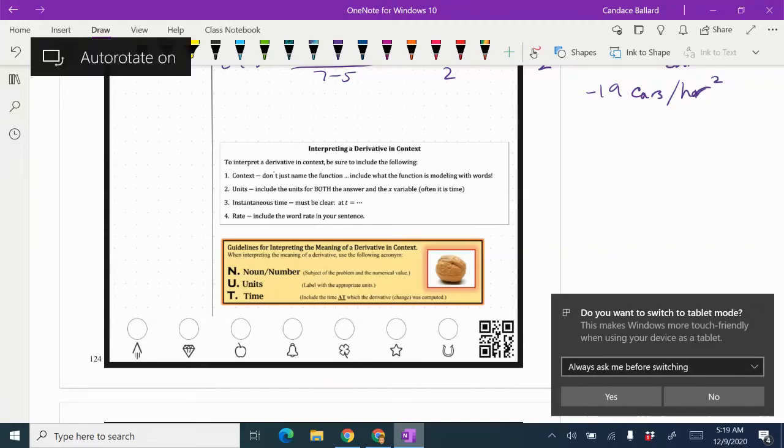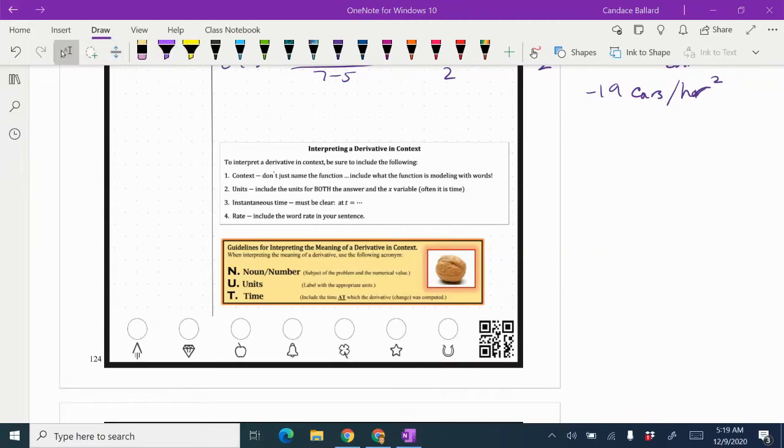So in this video, we're going to continue topic 4.1, and we're going to look at interpreting the derivative in context. We're going to look at some specifics on that and try examples 3 and 4. So to interpret the derivative in context, be sure to include the following. These are two different ways to think about it. One of them is a nice little acronym that a lot of people use.